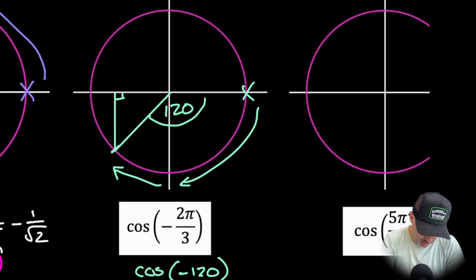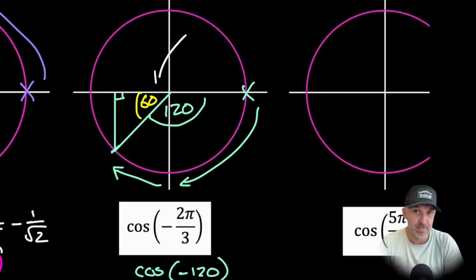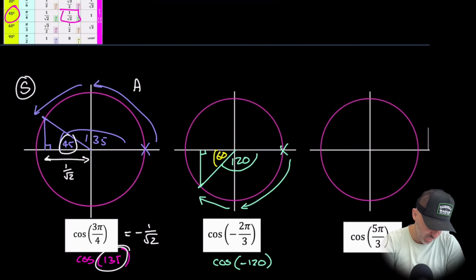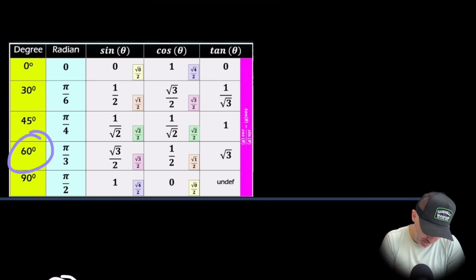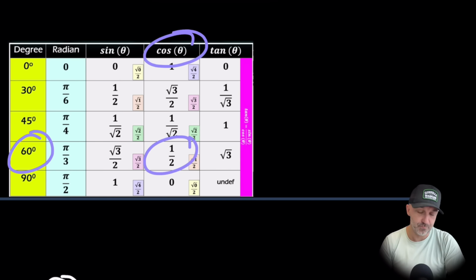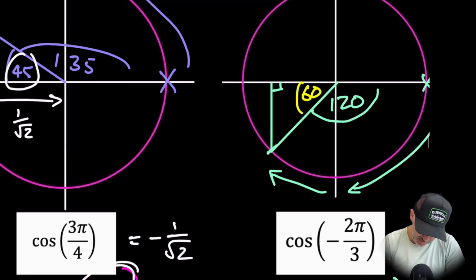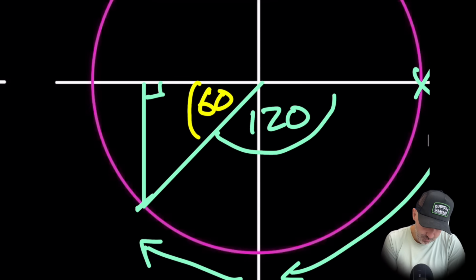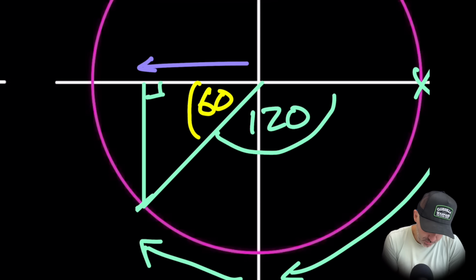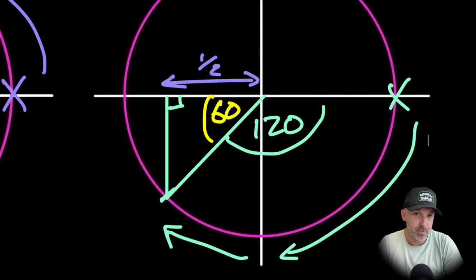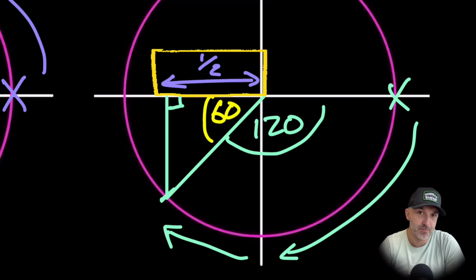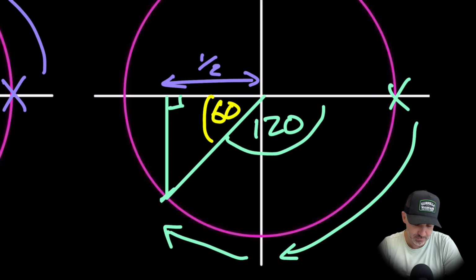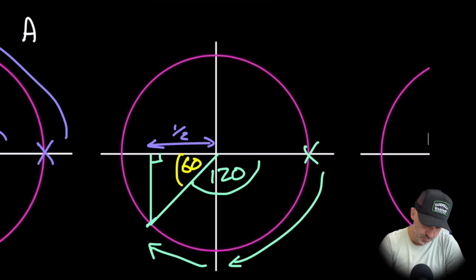So let's try and figure out our reference angle. That's 60. So our reference angle is 60. So it's to do with cos, so let's go up to our table here. We're looking at 60 and we're looking at cos, so it's a half, right? That means that if we're dealing with cos, the horizontal length here is 1/2. But again, just like the previous one, we can see it's to the left of 0, so it's going to be negative half.